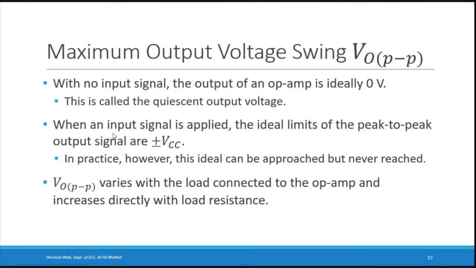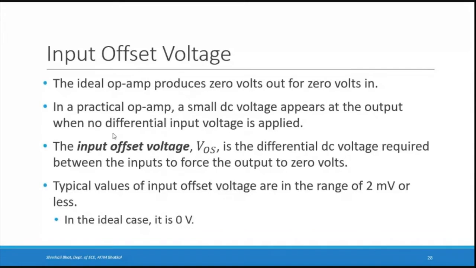But practically, this will not be achieved. I mean, it will not go till that plus or minus VCC. It will try to go near to that particular value. Practically, this ideal value can be approached, but it can never be reached. And this output voltage swing varies with the load connected to the op-amp. Okay, so you connect a load resistance at the output, and it increases directly with the load resistance. The output voltage swing is directly proportional to the load resistance. So if load resistance is higher, the swing is higher. If the load resistance is lower, the swing is lower.